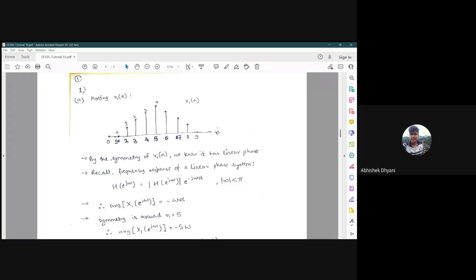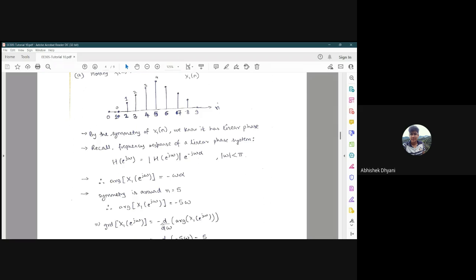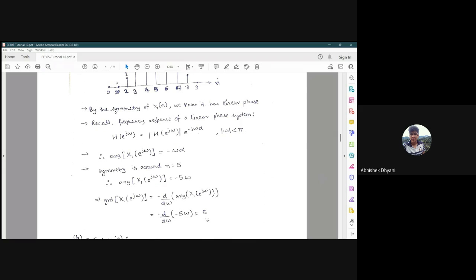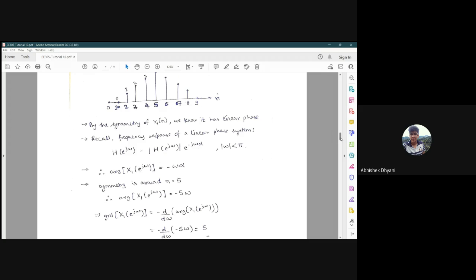Now, simply we have to calculate the group delay, and we know that it is minus the derivative of the argument with respect to omega. So it's this function over here. So clearly it's just equal to 5. So it was just this. So the group delay for this case is 5.